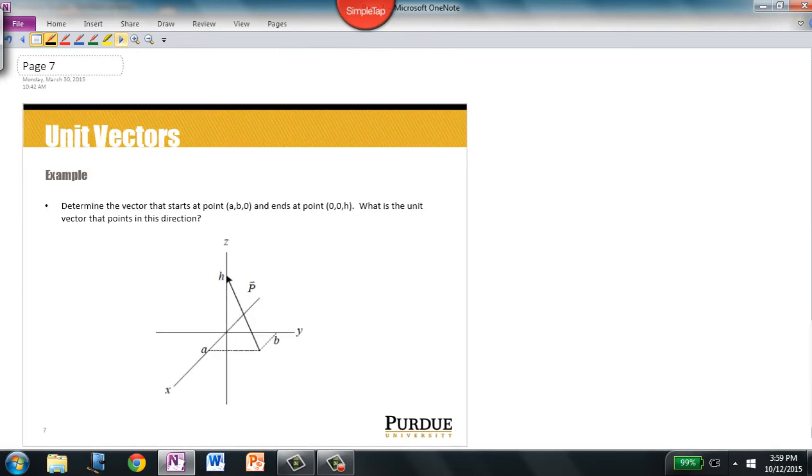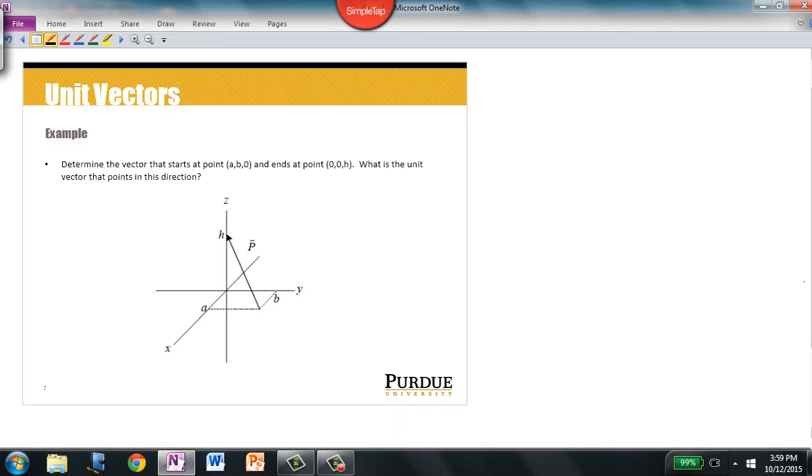So let's do an example of a unit vector, and I've got a vector that starts at point a, b, 0, and it ends at point 0, 0, h. So a, b, 0, we come out a units on the x-axis. We come out b units on the y-axis. We find the intersection of those points right there. And for the point 0, 0, h, we go 0 in the x, 0 in the y, and then h units in the z direction. So we want to find the vector that points from this point here to this point here. And you can see I've drawn that in there.